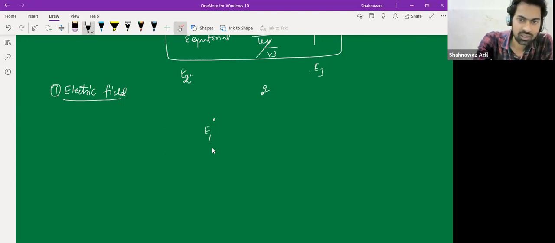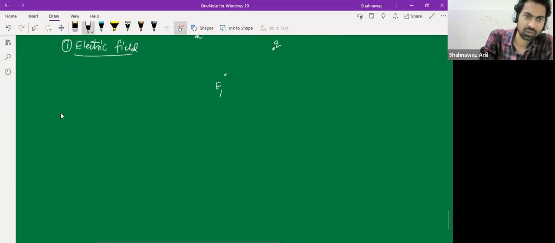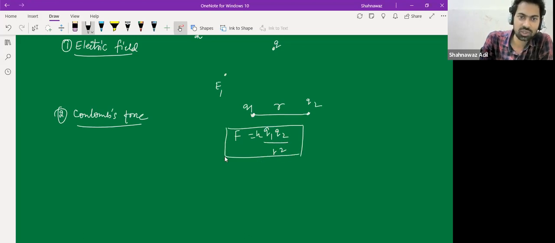The next one is that we know what Coulomb force is. You have two charges, and they will exert force on each other. This is Q1, this is Q2, and this is the separation R. They will experience this force, so this is Coulomb's law.